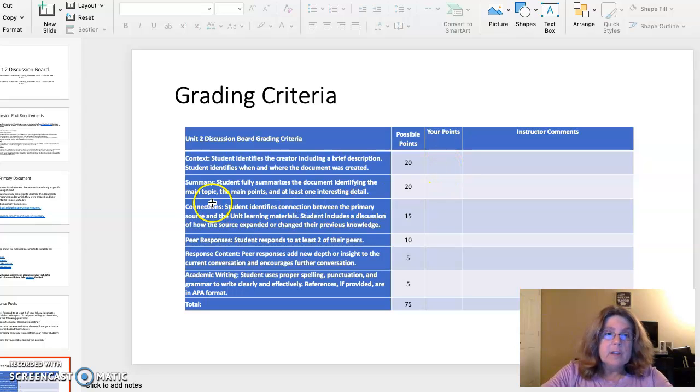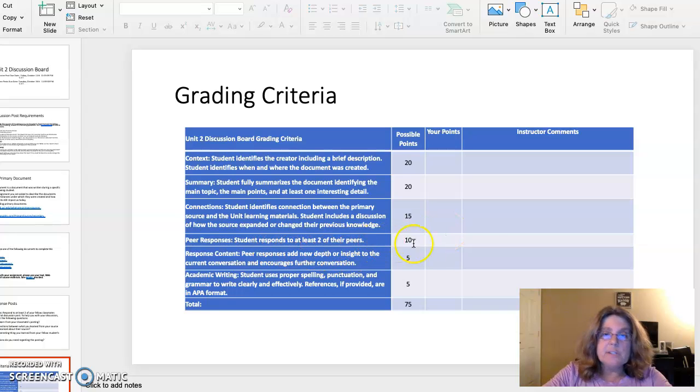Summary: student fully summarizes the document and identifies the main topic, the main points, and at least one interesting detail. My comments, how many points out of 20? Connection: student identifies connection between the primary source and the unit learning materials. Student includes a discussion of how the source expanded or changed their previous knowledge. My comments, how many points out of 15?